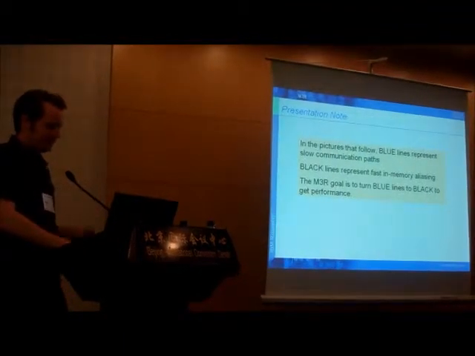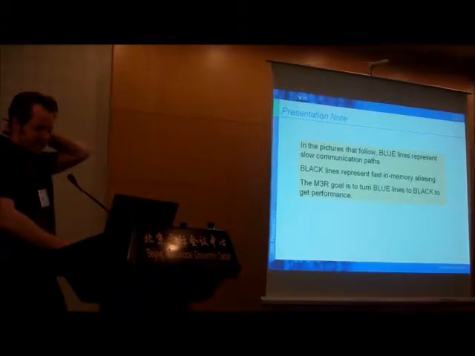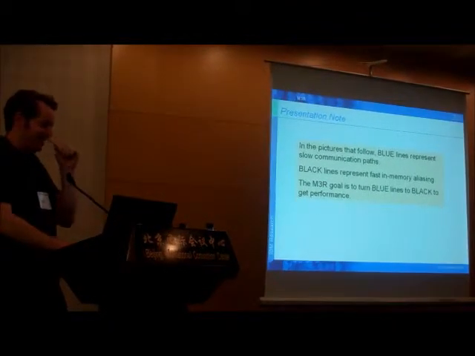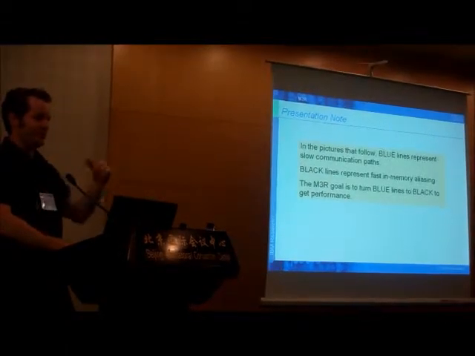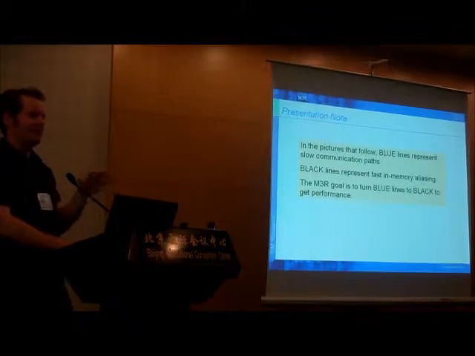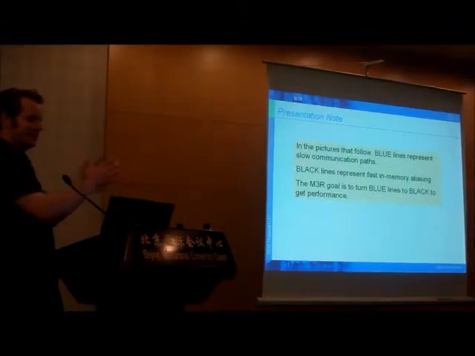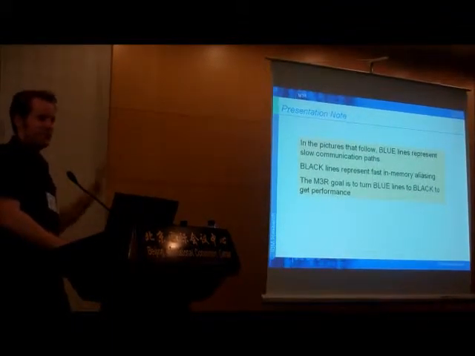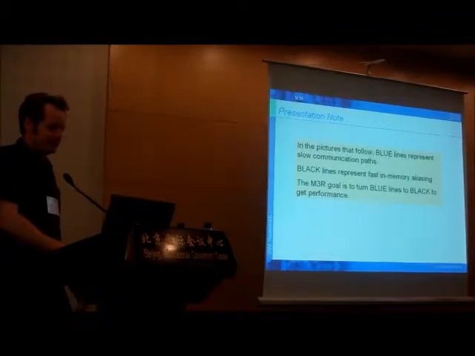So let's go into more detail. In these pictures, there are going to be some blue lines, which are slow communication paths, and black lines, which represent just copying a pointer somewhere. So we're going to be changing blue lines to black lines as we go from the Hadoop standard implementation through all the changes that we made to get to M3R as it is today. And we show all these various places that we've sped things up by doing this.